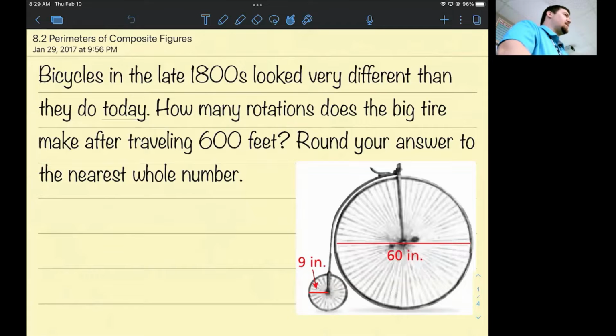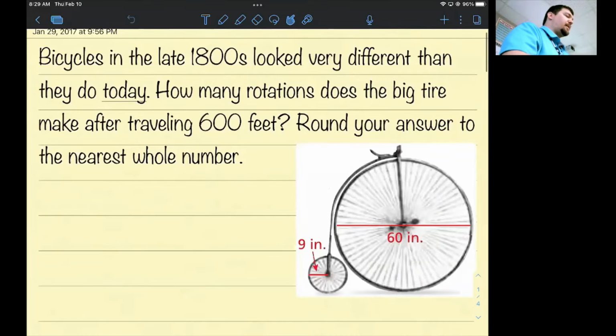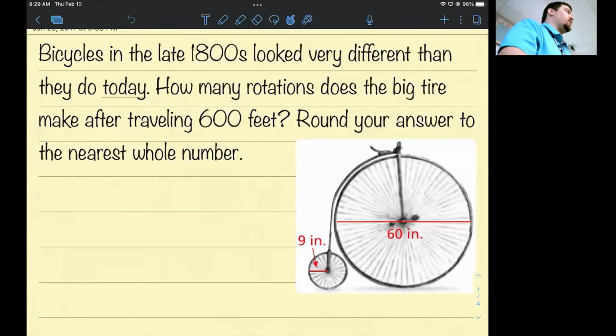But first, I'd like to test your knowledge on circumference. So I've got two story problems that are probably a little bit more difficult than the ones that you've done in your homework. So we're going to look at them together so we can get used to using that formula again before we jump into our composite shapes.